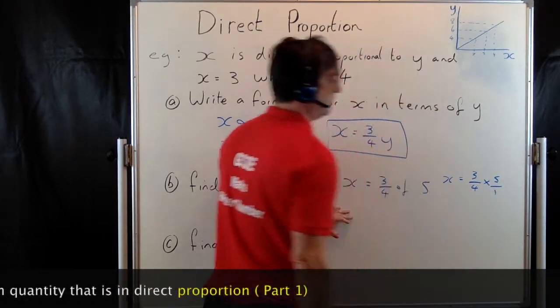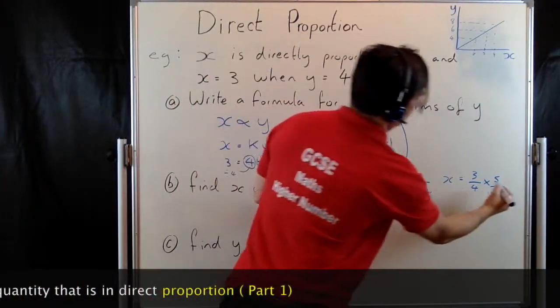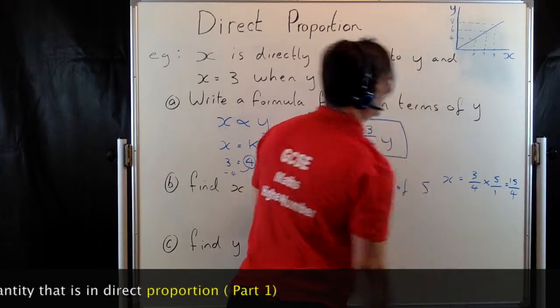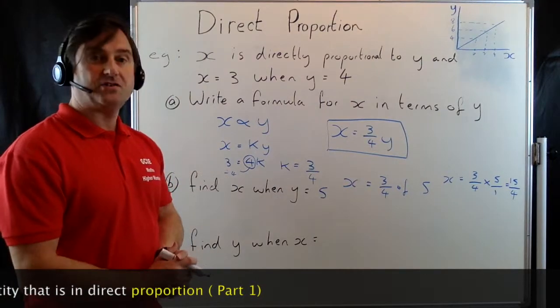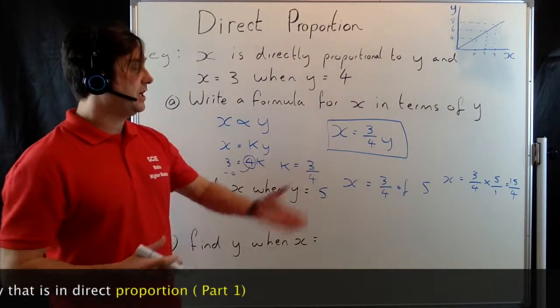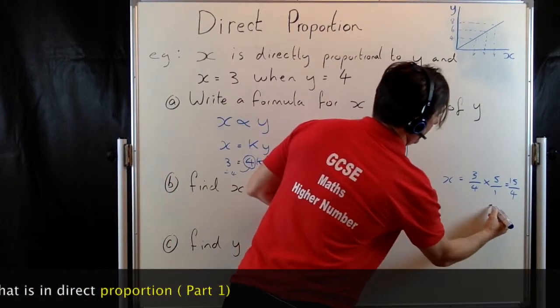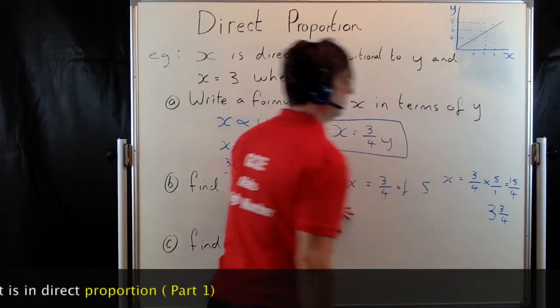I write the 5 over 1 to make it easier to multiply. 3 times 5 gives me 15. And 1 times 4 gives me 4. 15 over 4 as an improper fraction. If I want to write that as a mixed number, 4 into 15 goes 3 times, and you've got 3 left over, so it becomes 3 3/4.